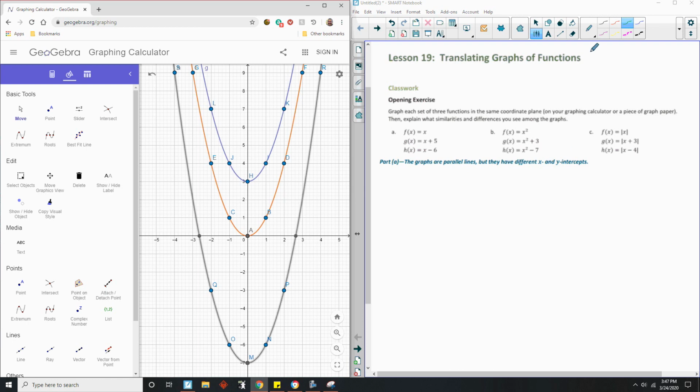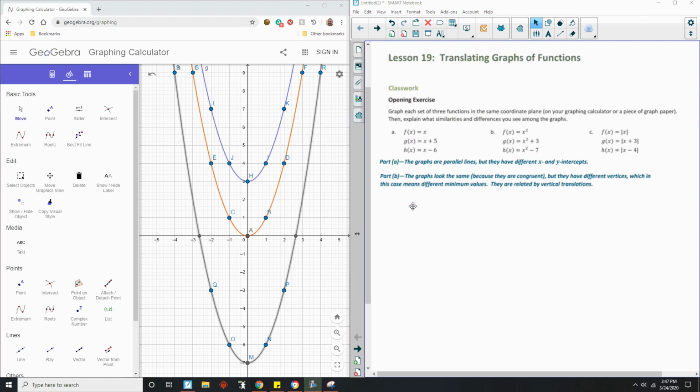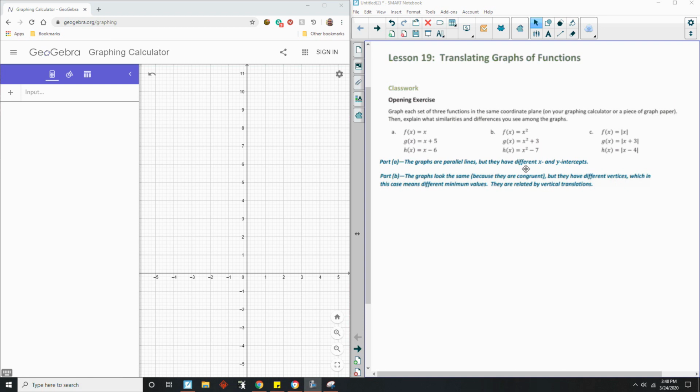Okay, so let's bring that into verbiage. Okay, so here it is. Part B. The graphs look the same because they are congruent, but they have different vertices, which in this case means different minimum values. They are related by vertical translations.